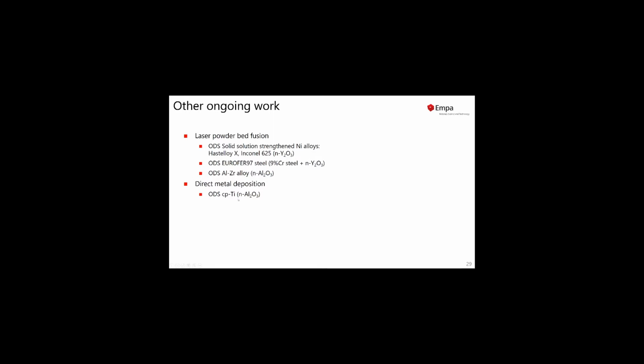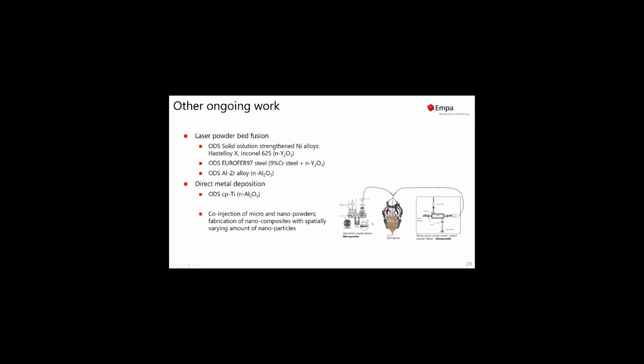We also work on direct metal deposition, where we made ODS titanium. One nice thing is that, in particular for direct metal deposition, we might not really have to pre-blend the powder or ball mill the powder. We also have facilities that allow the simultaneous injection of both the metal powder and the nanometric powder in one go by use of a so-called dense phase convey system, which we can also mount to our injection nozzle.